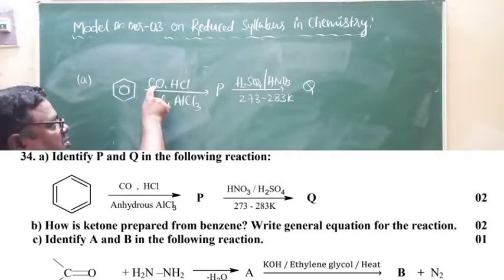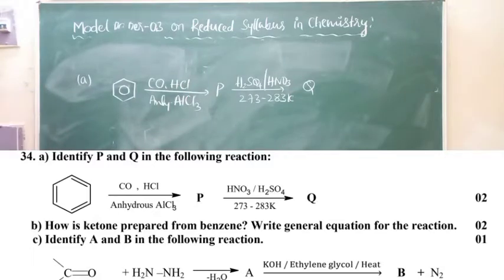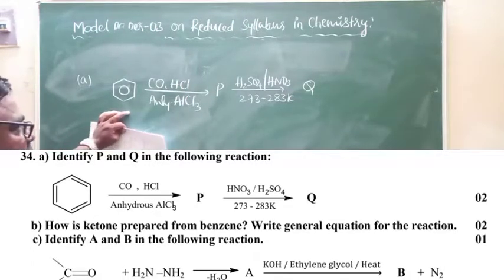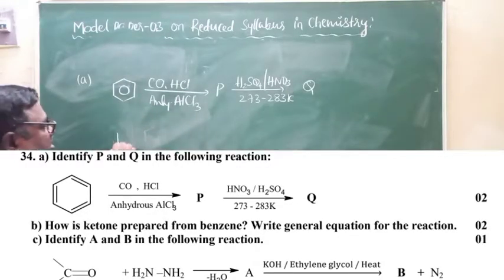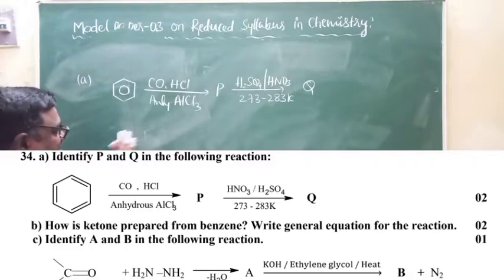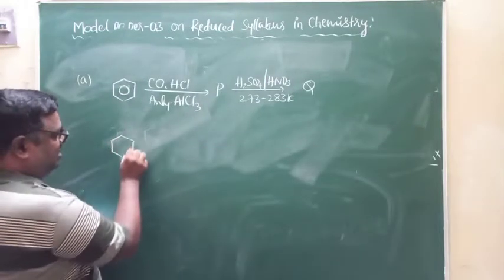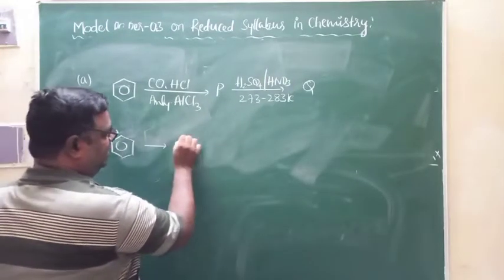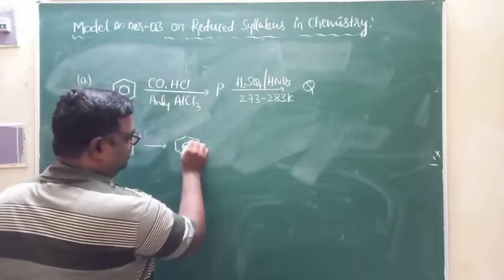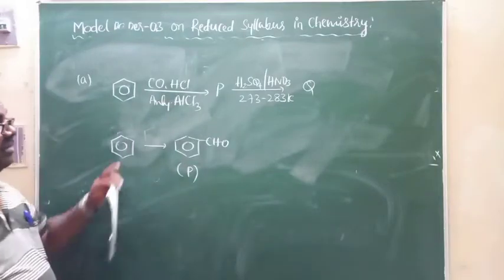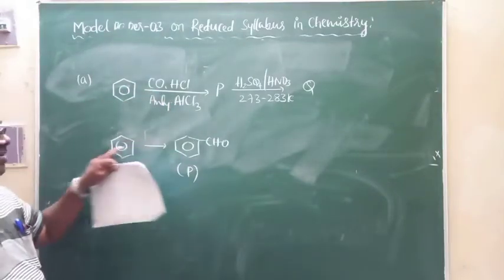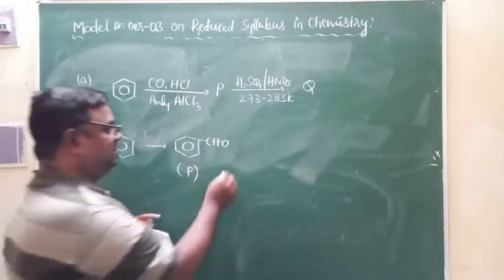Benzene reacts with carbon monoxide in presence of HCl, and of course the reaction is carried out in presence of anhydrous aluminum chloride. This is the Gattermann-Koch reaction. Benzene is converted to benzaldehyde. This is benzaldehyde, what we call P. This is the preparation of benzaldehyde from benzene by the Gattermann-Koch reaction.